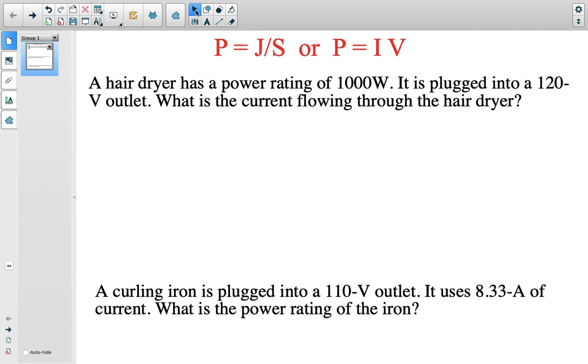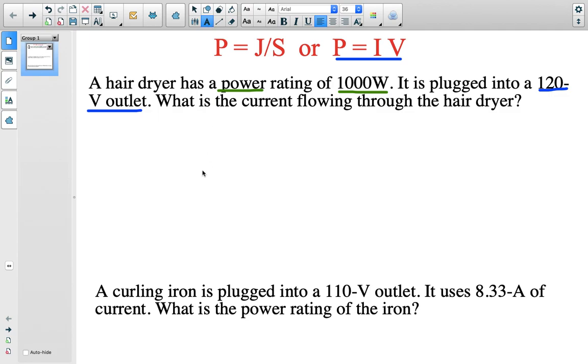So the first one says, a hair dryer has a power rating of 1,000 watts. It is plugged into a 120 volt outlet. What is the current flowing through this hair dryer? So first we got to figure out what we have in this equation, and then we can determine which equation we want to use. So I have watts, which is our power, and then I also have a 120 volt outlet. So I have power and volts. Well, the formula that has power and volts would be this one right here. So we're going to use that formula.